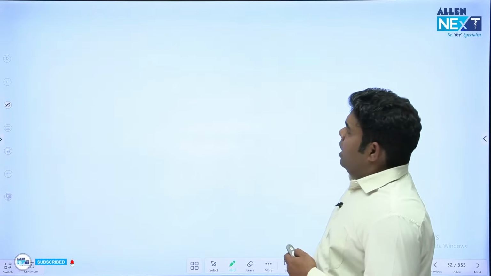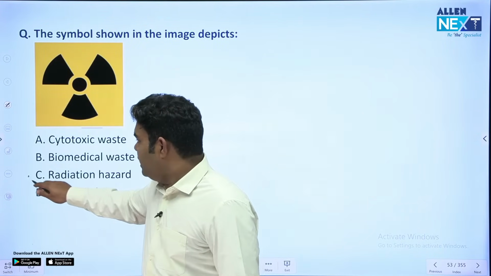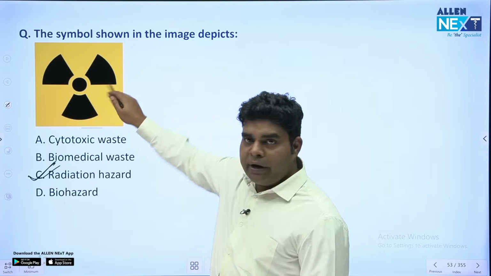Okay, next question. This symbol is of radiation hazard. Okay, this symbol.